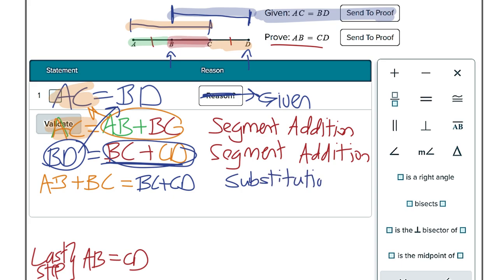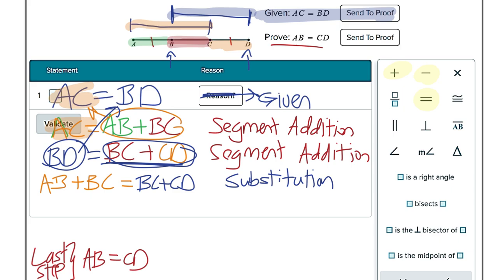Substitution step. So notice the only real thing you need in here is capital letters and the equal sign. So the only thing we're really using here is adding, subtracting, and equal sign, and then the capital letters. We do not need any of the other symbols at all for this one.